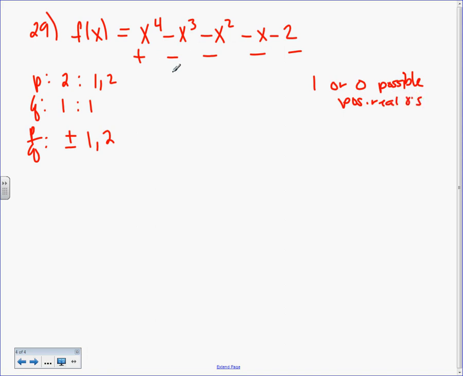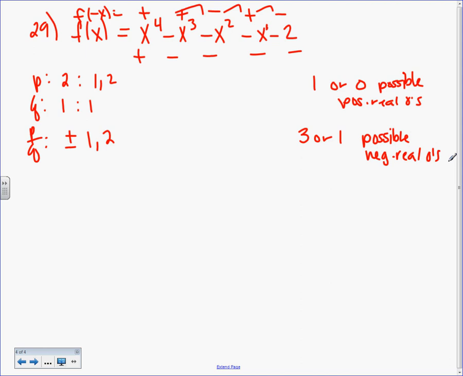If I do f of negative x, okay, this is an even exponent, so it's going to stay a positive. This is an odd, so it's going to change to a positive. This is even, it's going to stay negative. This is odd, so it's going to change to a positive. And this is a constant, so it doesn't change anyway. So I have 3 or 1 possible negative real zeros.